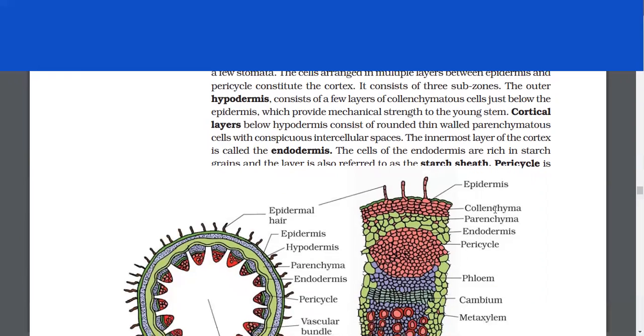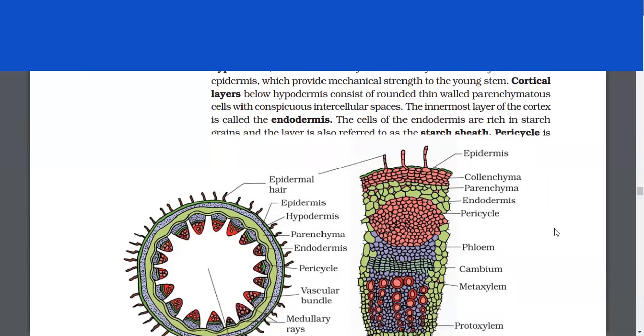The outer hypodermis consists of a few layers of collenchymatous cells just below the epidermis, which provide mechanical strength to the young stem. Cortical layers below hypodermis consist of rounded, thin-walled parenchymatous cells with conspicuous intercellular spaces. The innermost layer of the cortex is called the endodermis. The cells of the endodermis are rich in starch grains, and the layer is referred to as the starch sheath.